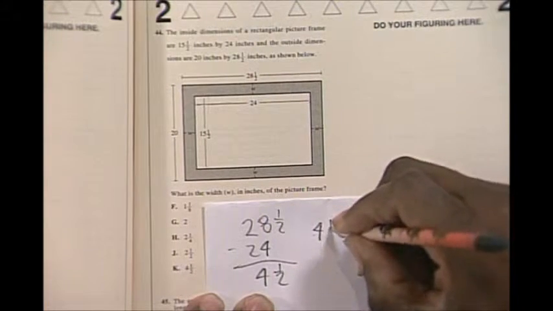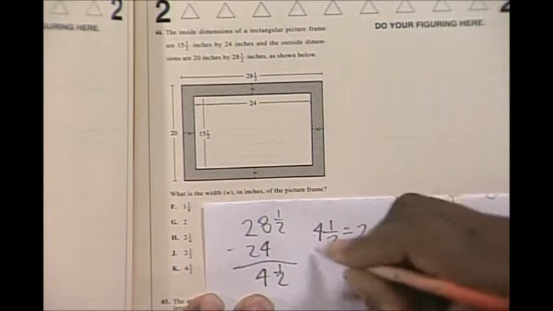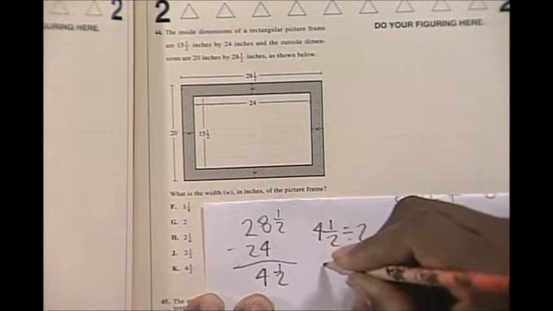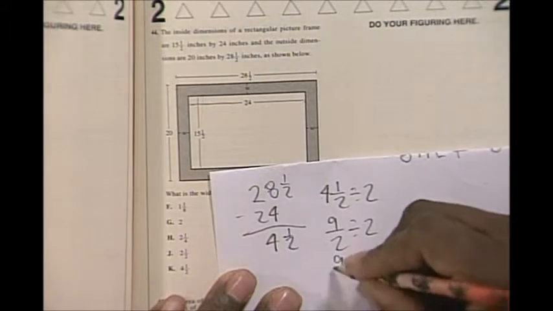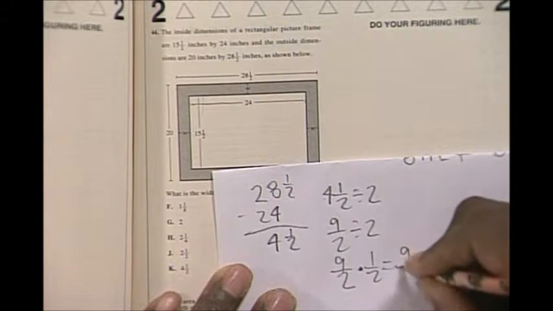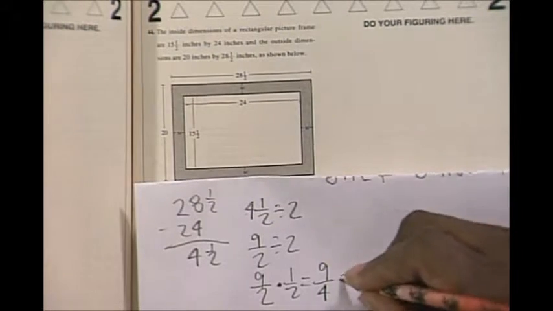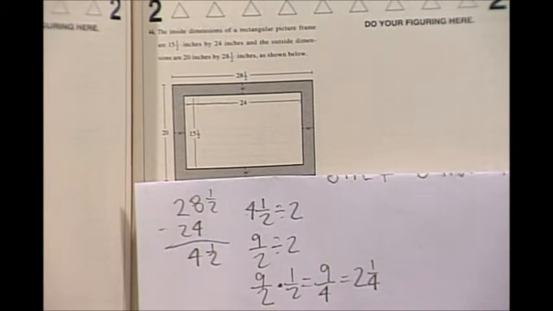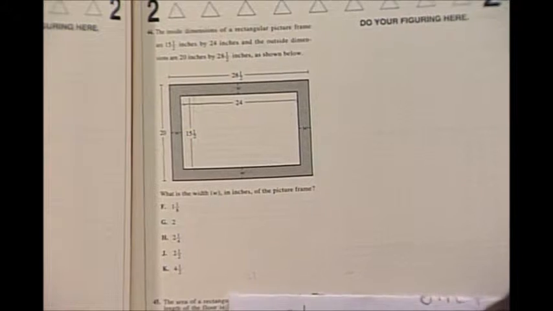So you'd have to divide this difference by 2. You take 4.5 and divide that by 2. With my students, we've done that a number of times before. That's 9 over 2 divided by 2. To solve that, you'd multiply by the reciprocal, times a half, and you'd end up with 9/4. Well, 9/4 can be simplified into 2 1/4 inches. So that would be the width. The final answer would be H there.